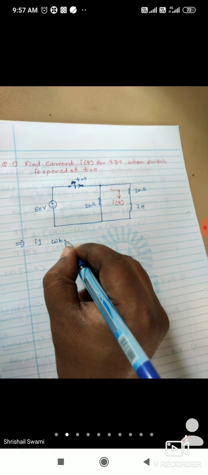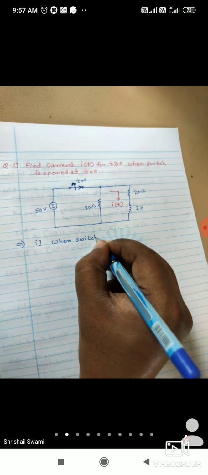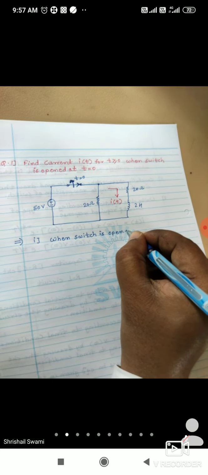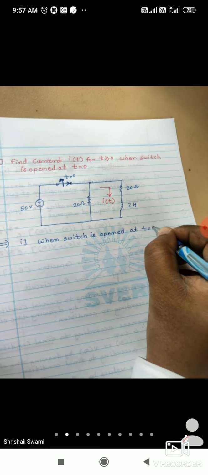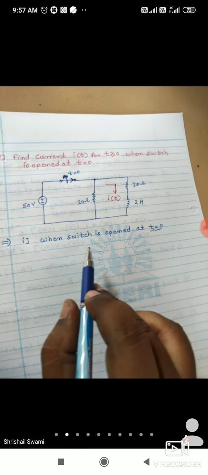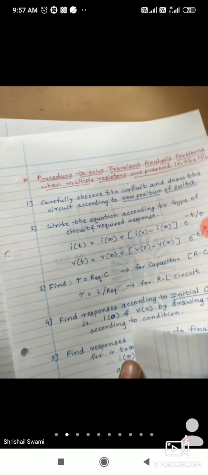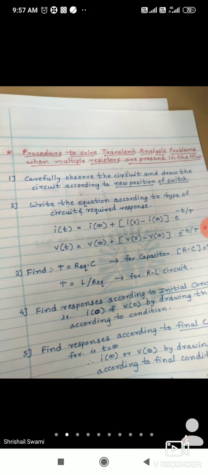When switch is open at t equal to 0, what will be the first step that I will read here? Carefully observe the circuit and draw the circuit according to the new position of the switch.